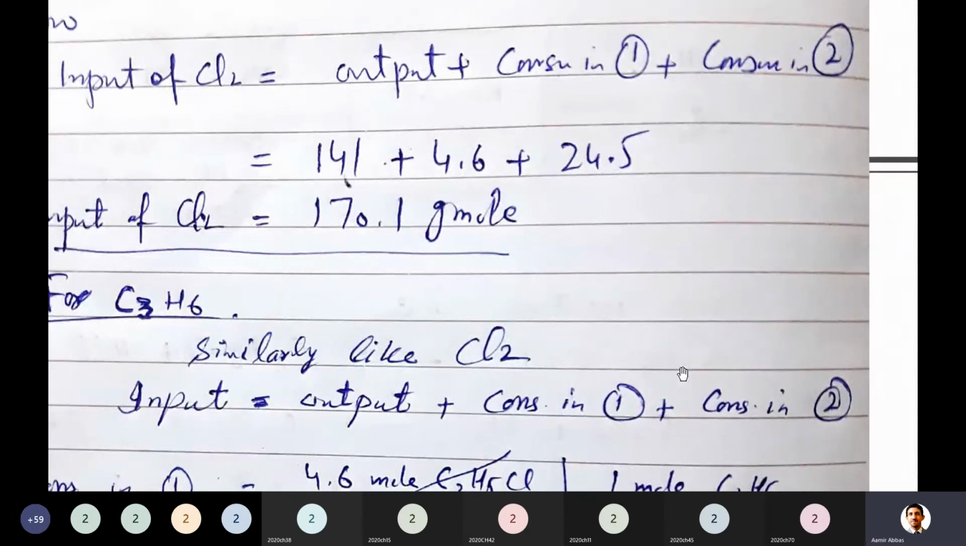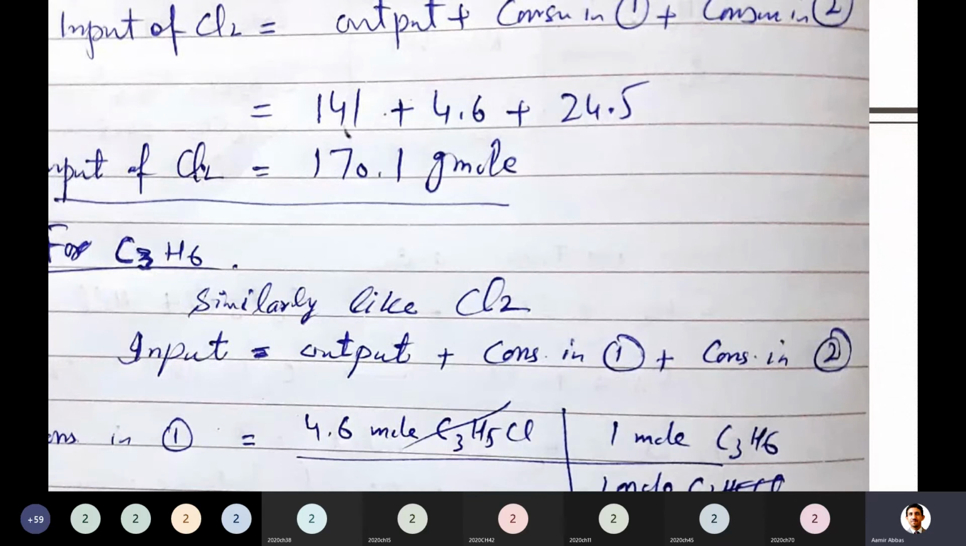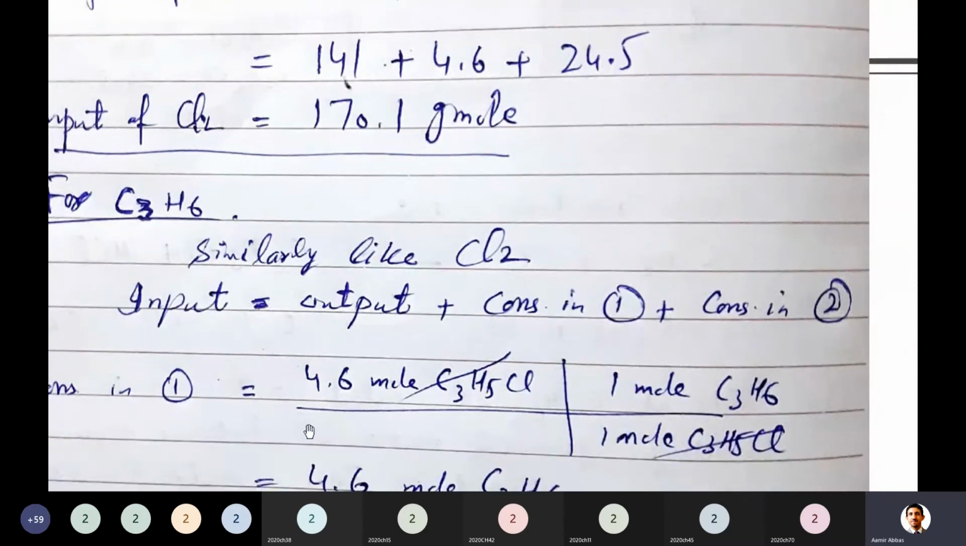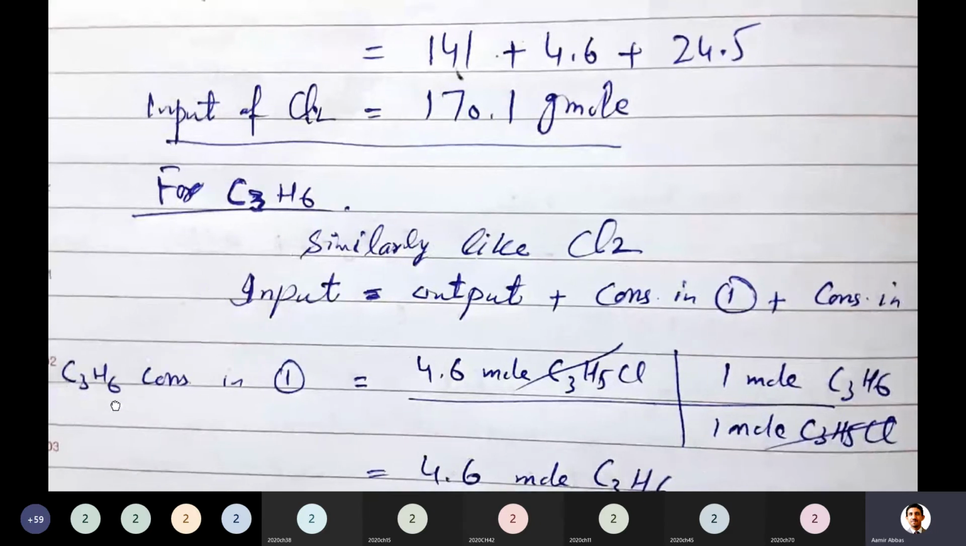So what information do you have now? You are supposed to find the input. You have the output value that is given in the question. So you have to calculate consumption in reaction 1 and reaction 2 again. Can you do this calculation? Yes, sir. That's the same thing which we already did. We calculated consumption for Cl2. Similarly, I am calculating here the consumption of C3H6.